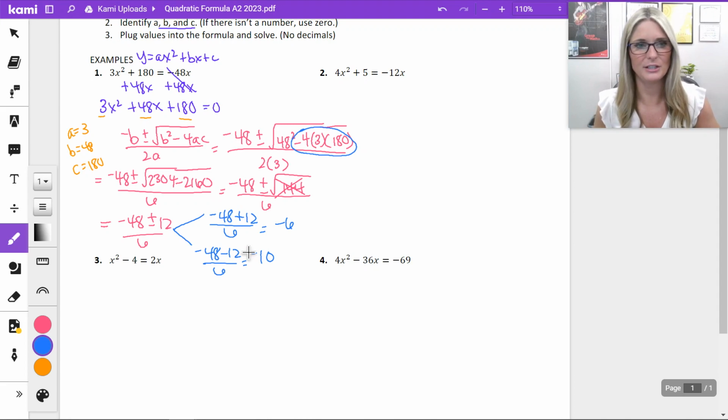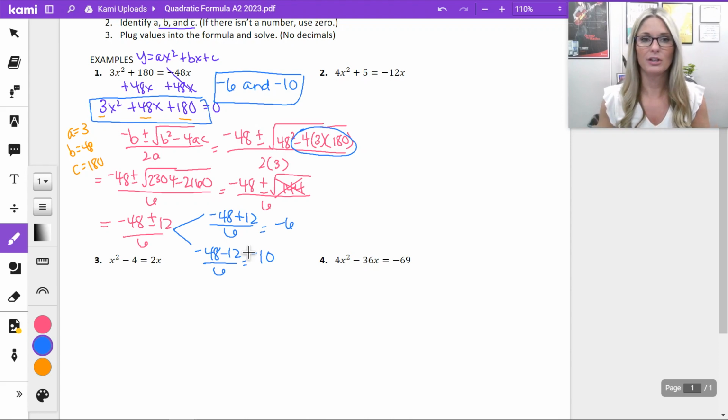So my two answers for number 1, -6 and -10. If I was to graph that standard form equation, it would cross the x-axis at -6 and -10. Okay, 2 solutions are typically expected with our quadratics. Sometimes there is one. There could technically be none, but most of the time we're going to see 2 solutions with our quadratics. Let's try number 2.